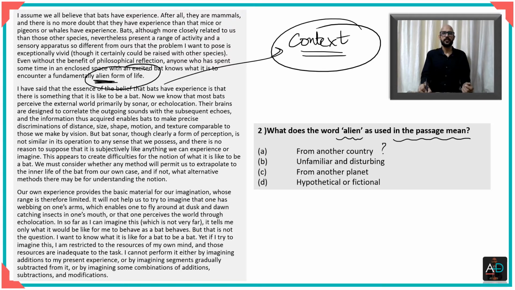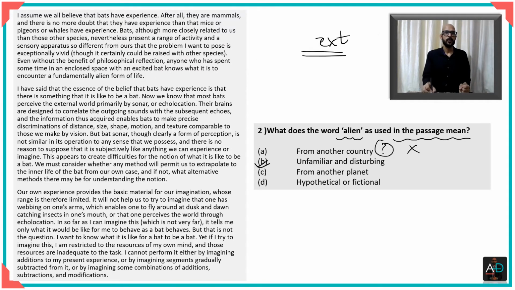Does it mean from another country? No, because he does not talk about countries. Unfamiliar and disturbing. Well, this looks like a good option. If you have a look at what he says here about bats, he says that anyone who has spent some time in an enclosed space with an excited bat knows what it is to encounter a fundamentally alien form of life. So it's unfamiliar and perhaps disturbing as well, because when you're in an enclosed space with an excited bat, so this looks like a possible good option. Let me retain it.